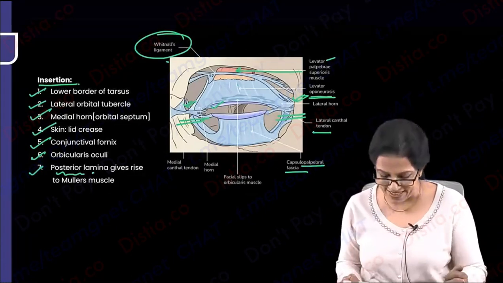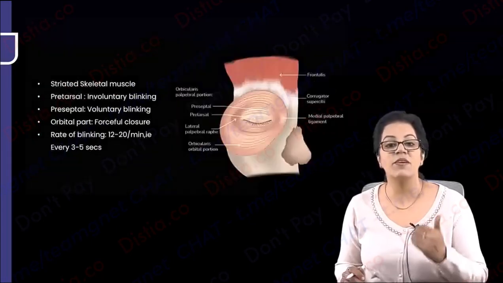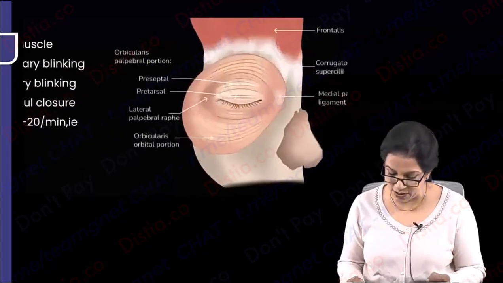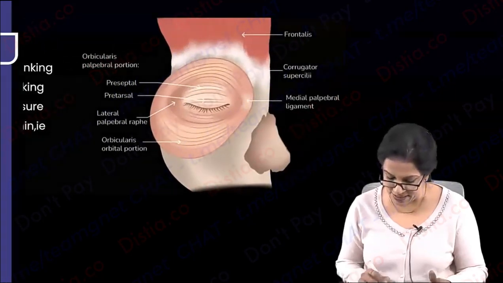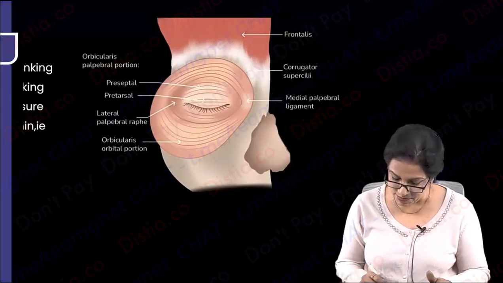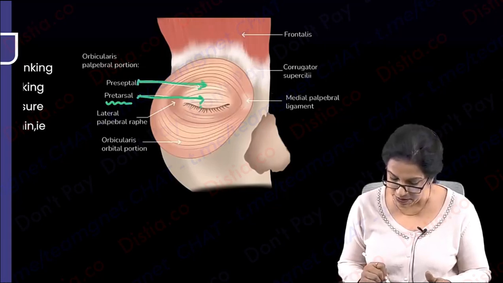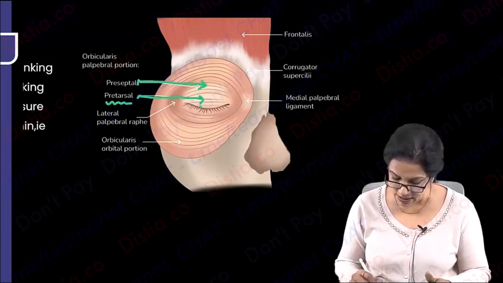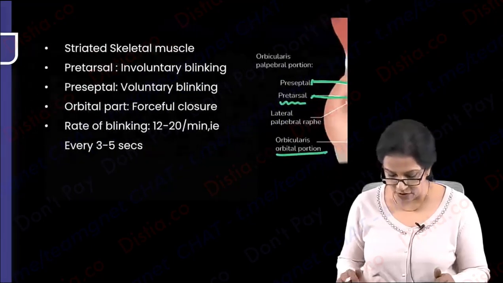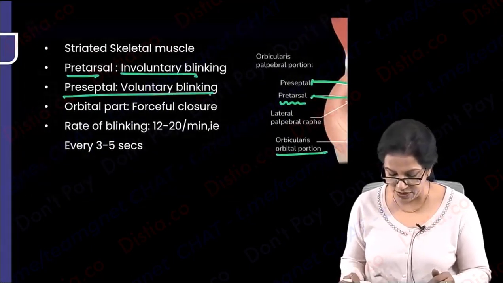Now I think you have learnt with me. So these things are important. Once we are very, very clear about that, then we can move further. What are we seeing now? We are seeing the orbicularis oculi. We have already learnt the detail about it. So this orbicularis oculi at the pretarsal is this one above the tarsal plate. This becomes your preseptal above the septum, and the rest here will become the orbital portion. We have already learnt about this. Involuntary blinking is by pretarsal and voluntary by preseptal.